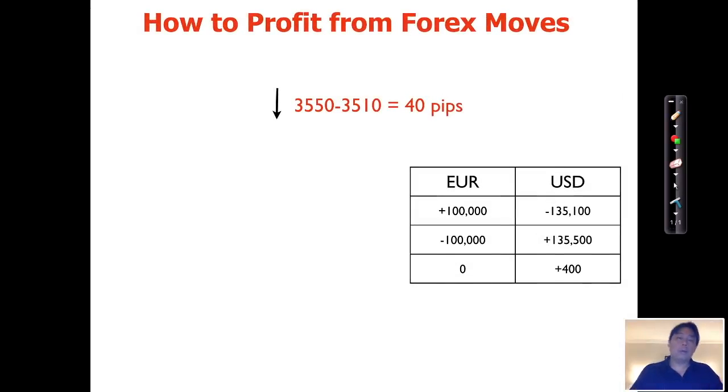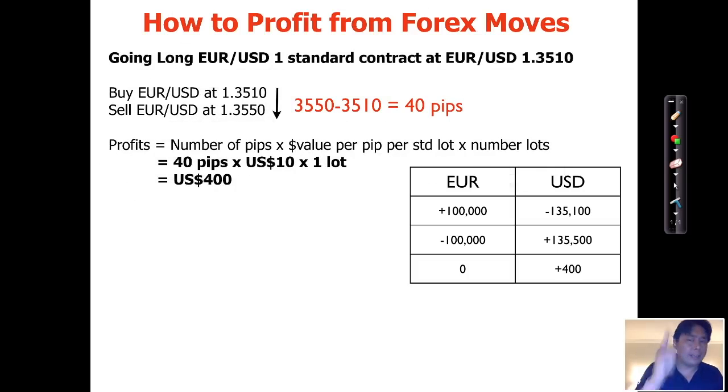Okay, so let me explain the same thing in a linear form. Some people like to think linear. So again, I go long on Euro USD, one standard lot at 3510. I buy Euro USD at 3510 and I sell at 3550. So the difference is 40 pips. The profit is the number of pips times the dollar value per pip times number of lots. So we've got 40 pips times 10 bucks times one lot, that's $400.